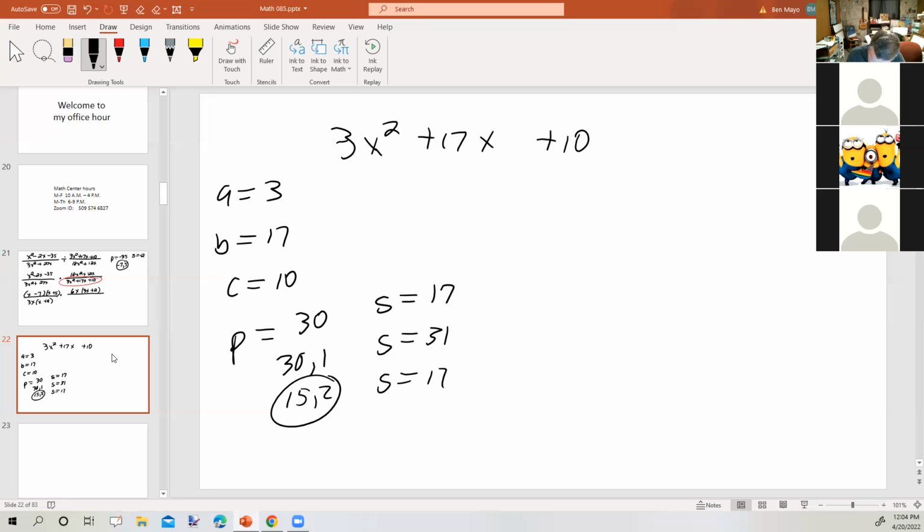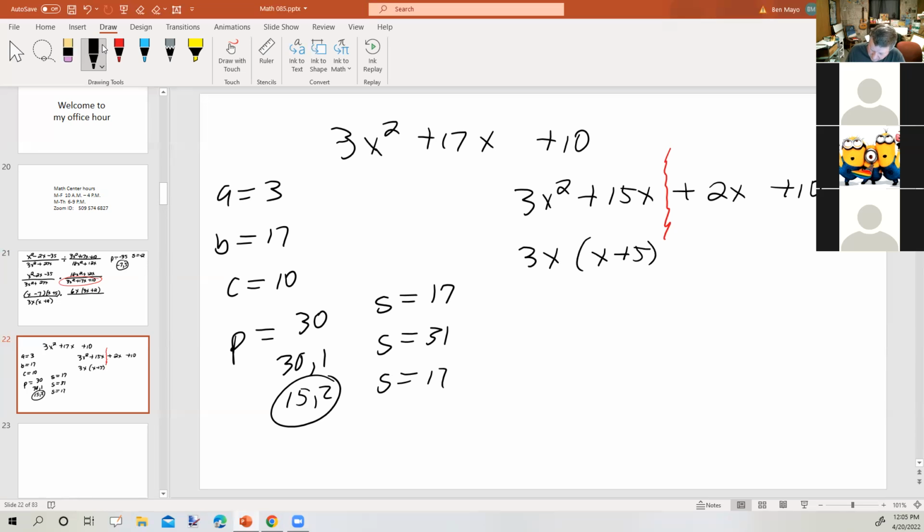Yes. So now we've got 3x squared plus 15x plus 2x plus 10. Factoring by grouping, we'll take a 3x out of the first two terms and have an x plus 5 left over. So we'll have an x plus 5 left over from the second group, and we'll need a plus 2 outside. So we have x plus 5 times 3x plus 2.